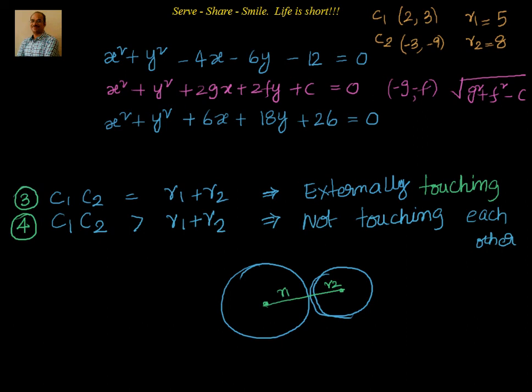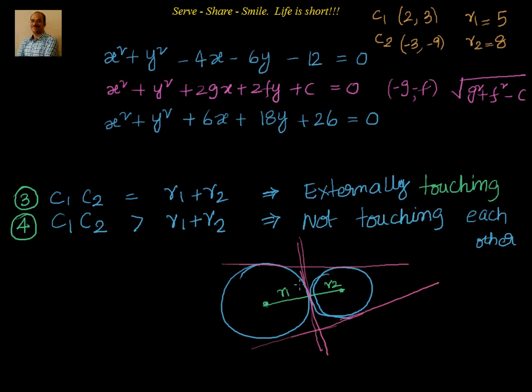Now, in this case I will have 3 common tangents. How will I have 3? Let me show you. One will be like this, and the other one will be going like that, and the other one is where they are touching each other. So there are 3 common tangents in this particular case.